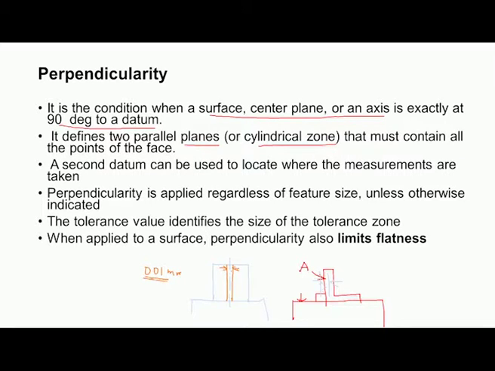Now, the axis should be within this cylinder. It can be like this, or it can be in the other direction. So, the axis should be within this cylinder, so that the workpiece passes the test.